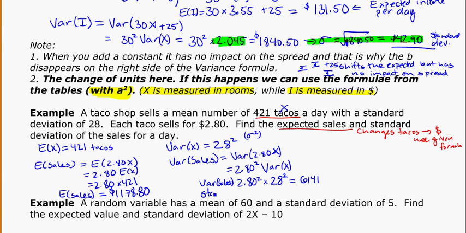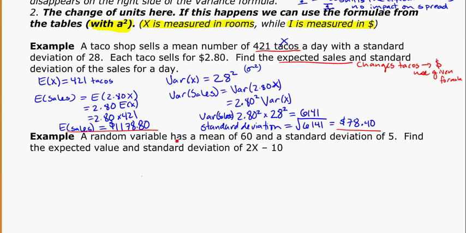And I want to know my standard deviation. So this is the part where you have to remember to convert back. So standard deviation is equal to the square root of the variance, and this is equal to $78.40. So my expected number of sales would be that, and the standard deviation of the sales will be that.